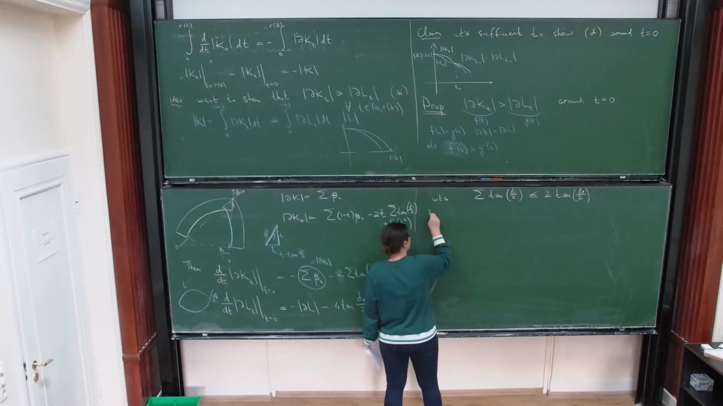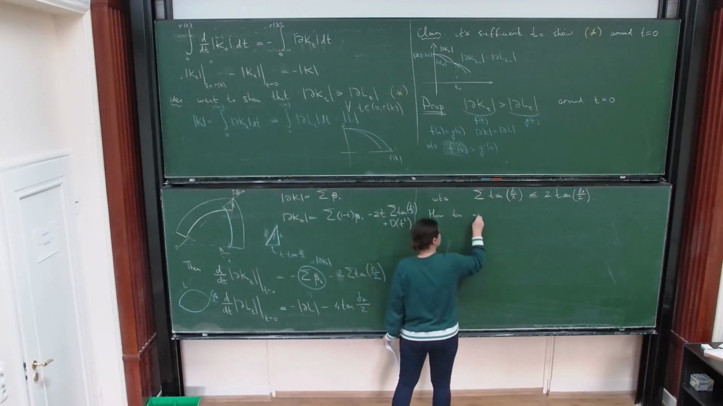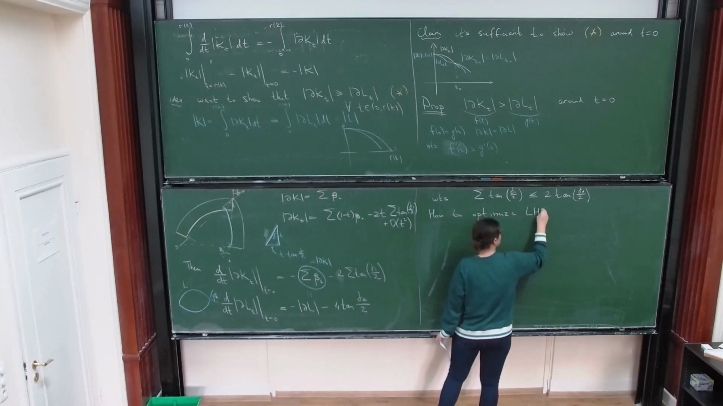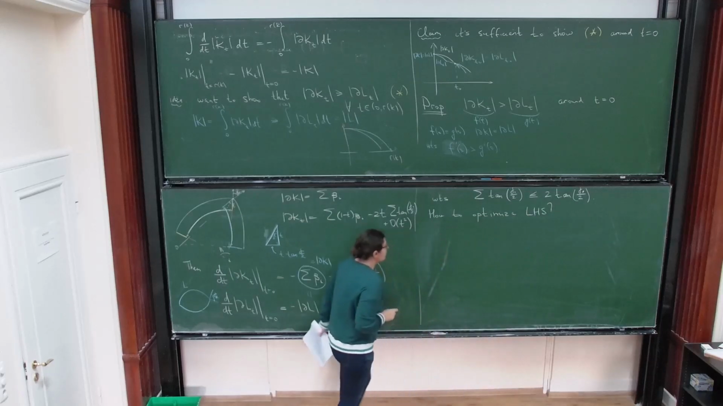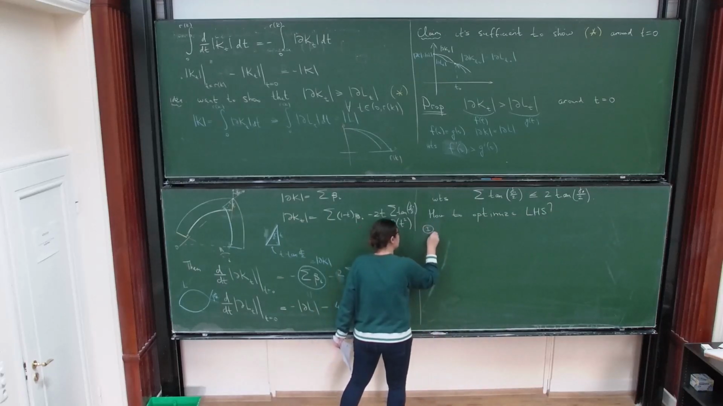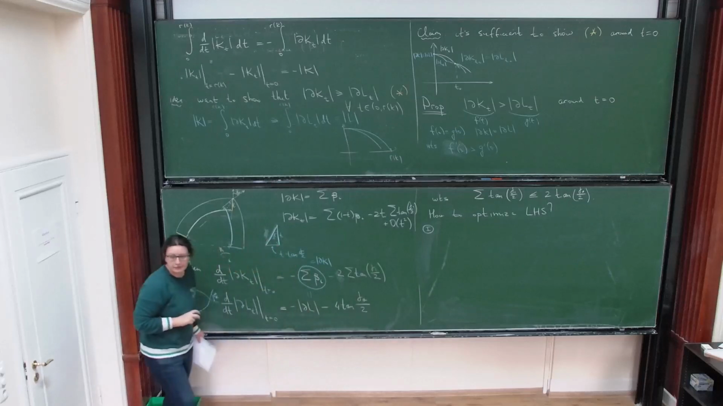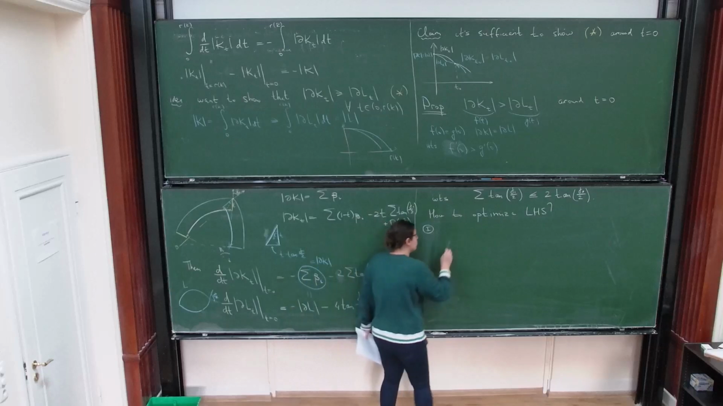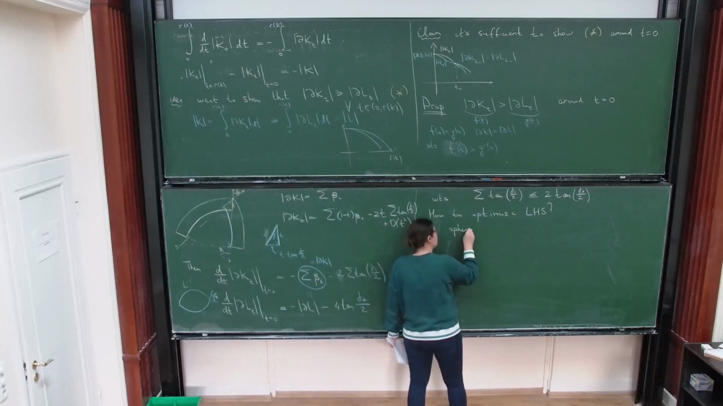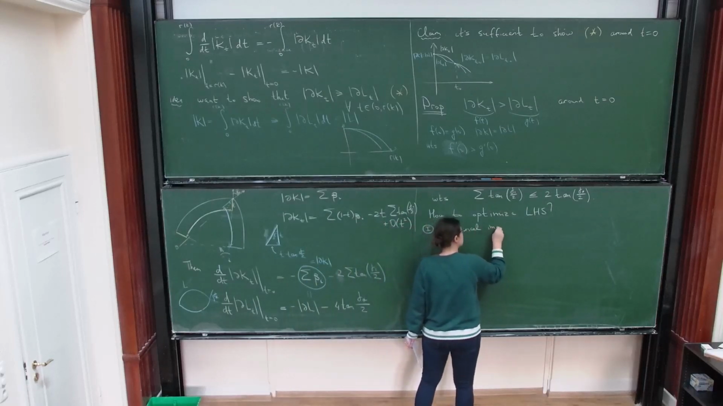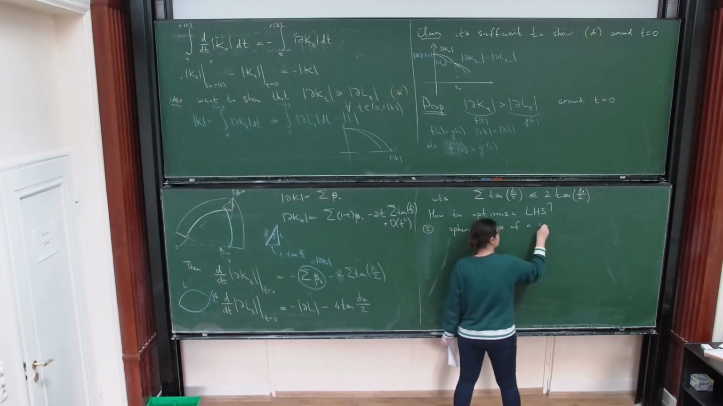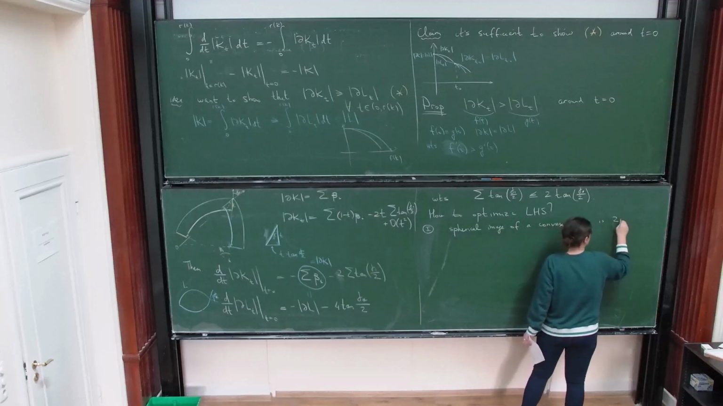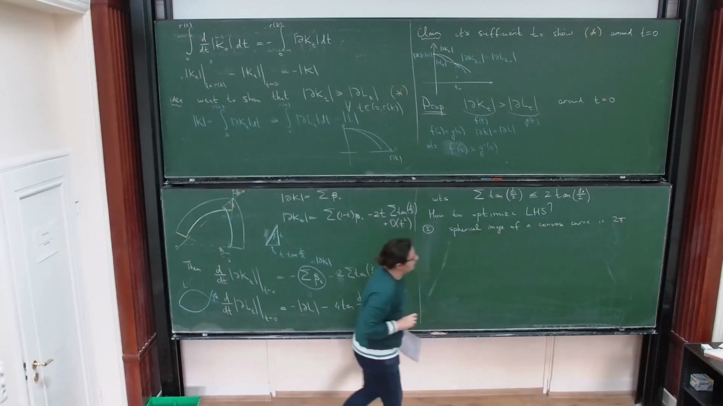So the question is how to optimize here the left-hand side. I'm claiming that because of our geometry here, we can actually get a few constraints that will be helpful here. Okay? So the first constraint comes from the general fact that the spherical image of a convex curve is equal to 2 pi.